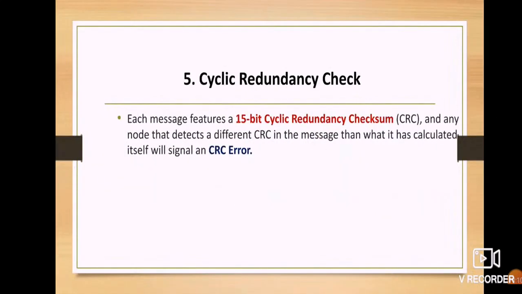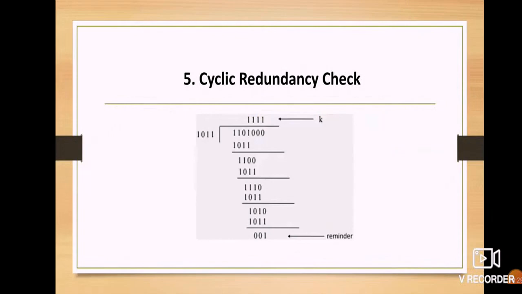Then the CRC, it's a very interesting error check. It's a cyclic redundancy check. Each message features a 15-bit CRC, and any node that detects a different CRC in the message from what it calculated itself will signal a CRC error. So let's understand how it works.